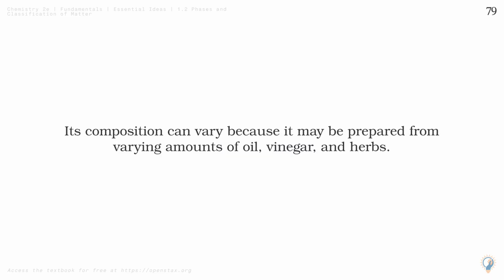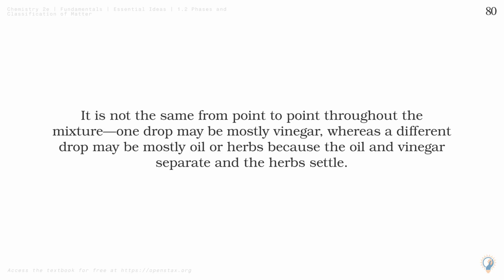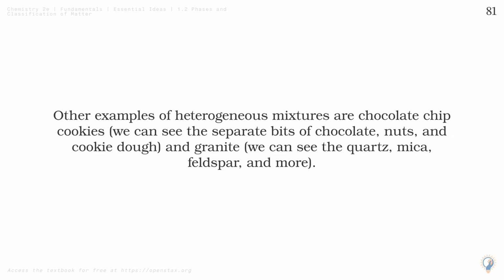Its composition can vary because it may be prepared from varying amounts of oil, vinegar, and herbs. It is not the same from point to point throughout the mixture. One drop may be mostly vinegar, whereas a different drop may be mostly oil or herbs because the oil and vinegar separate and the herbs settle. Other examples of heterogeneous mixtures are chocolate chip cookies, where we can see the separate bits of chocolate, nuts, and cookie dough, and granite, where we can see the quartz, mica, feldspar, and more.